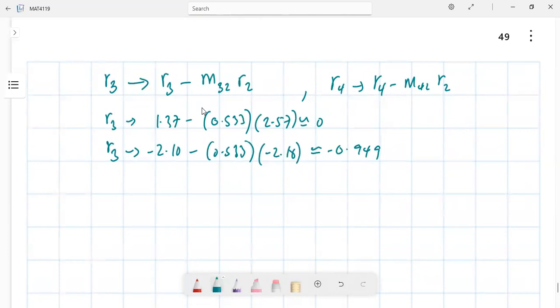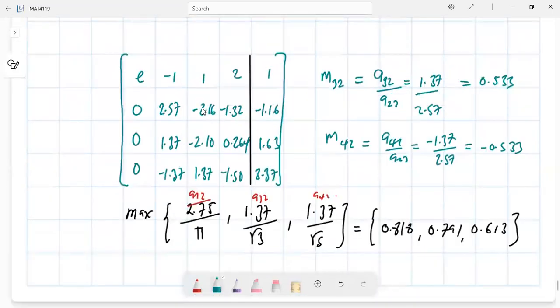And then again, the next element you're trying to change from row 3 is what? 0.264. This is 0.264 here. This one here.